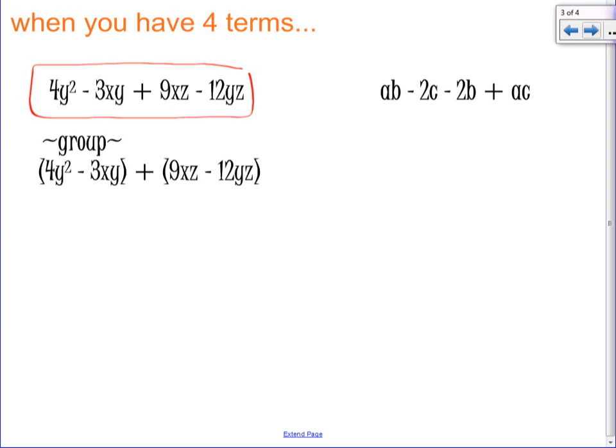Now, when we're looking at these, each individually, we want to take out what's in common. So looking at just this set right here, what could we take out of those two terms? Just a y, correct? So we've got y, and what are we left with? Okay, that's step one. We'll do the same thing on the other set of parentheses here. What could we take out of these? 3z, left with?